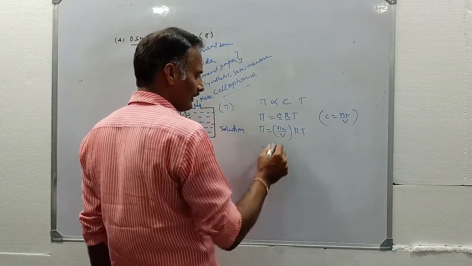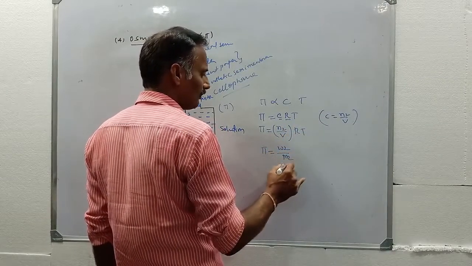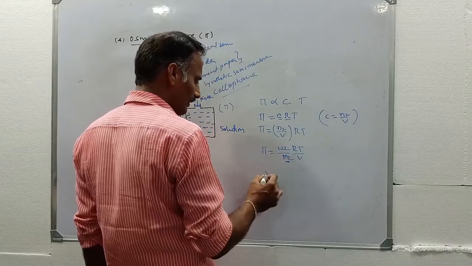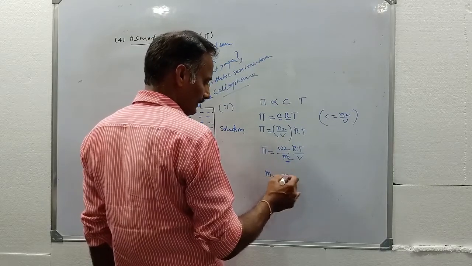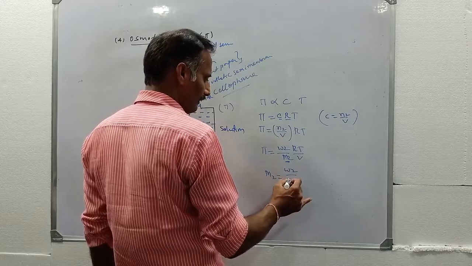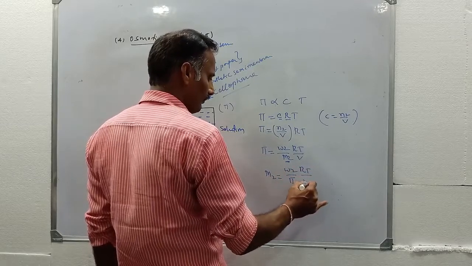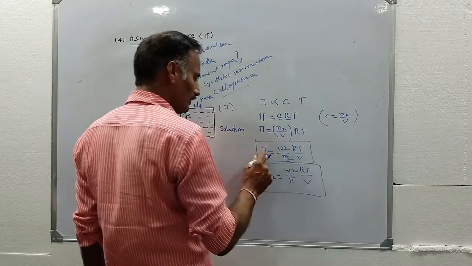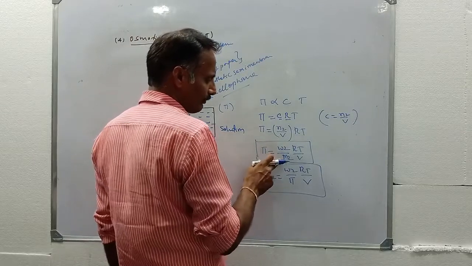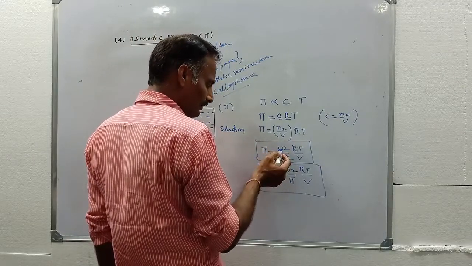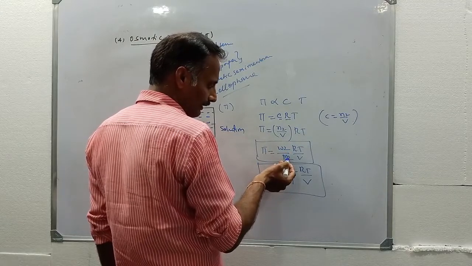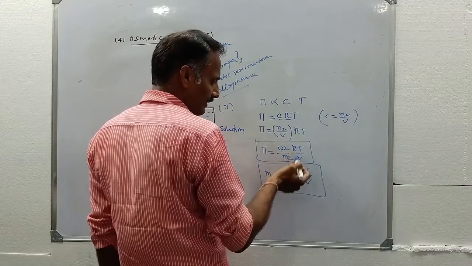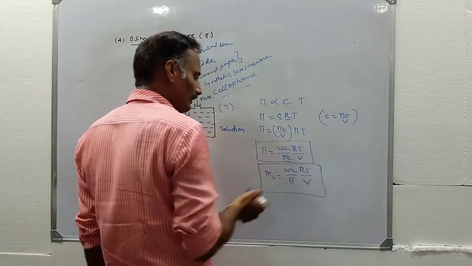Osmotic pressure π = n2RT/V, where n2 = W2/M2, so π = (W2/M2)(RT/V). If you want the molecular mass of the solute, then M2 = W2RT/πV. This is called the osmotic pressure expression, where W2 is the mass of solute, M2 is the molecular mass of the solute, R is the gas constant, T is the temperature, and V is the volume of solution.